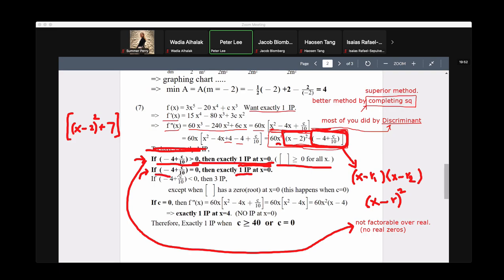Again, if this is 0, it's easy to see. That means you get a 0 here, and then you can see the f prime value is right there. So you get x equals the double root, and so you only get one inflection point.